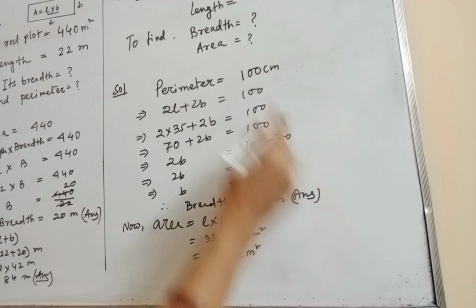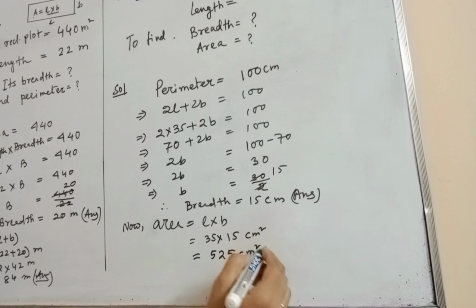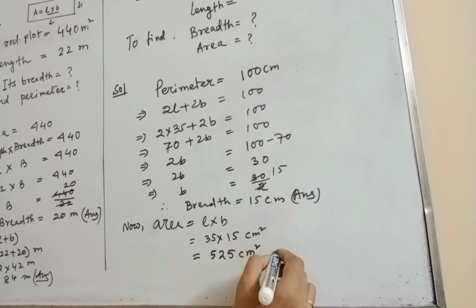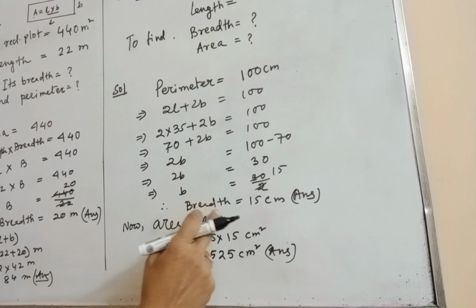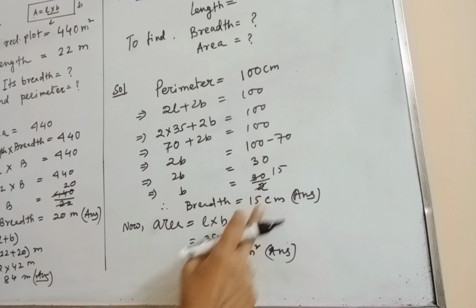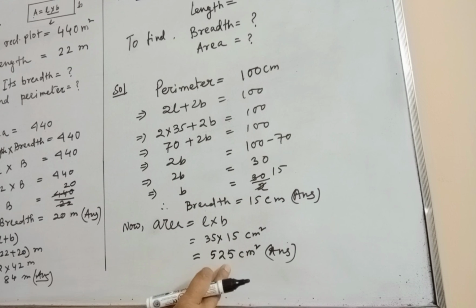Find the breadth of the rectangle, and then again you have to find the area. So this is another answer. So what is the perimeter of the rectangular sheet? The perimeter was given. What was the breadth of the rectangular sheet? 15 centimeter, and area of the rectangular sheet 525 centimeter square. I hope both the sums are easy for you. Practice it. Thank you, students.